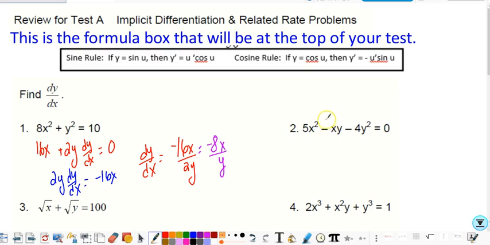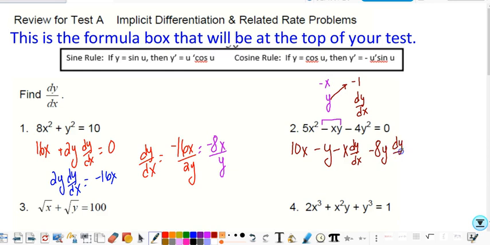Number 2, we have a product rule here in the middle of negative x and y. Derivative of negative x is negative 1. Derivative of y is dy dx. So to start, I got my power rule. And I've got my product rule. I'm going to do y times negative 1 plus negative x dy dx. So that's just minus. Another power rule equals 0.